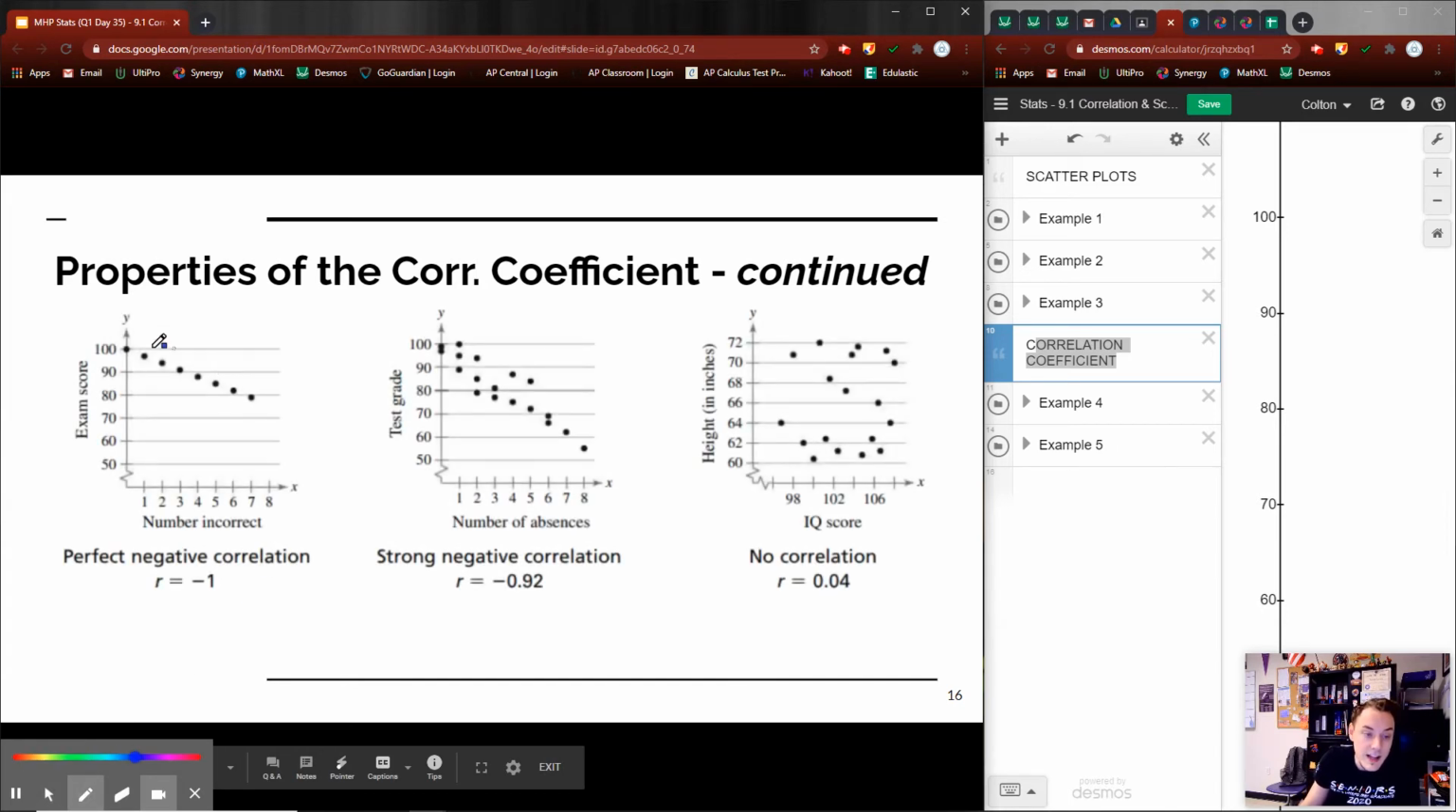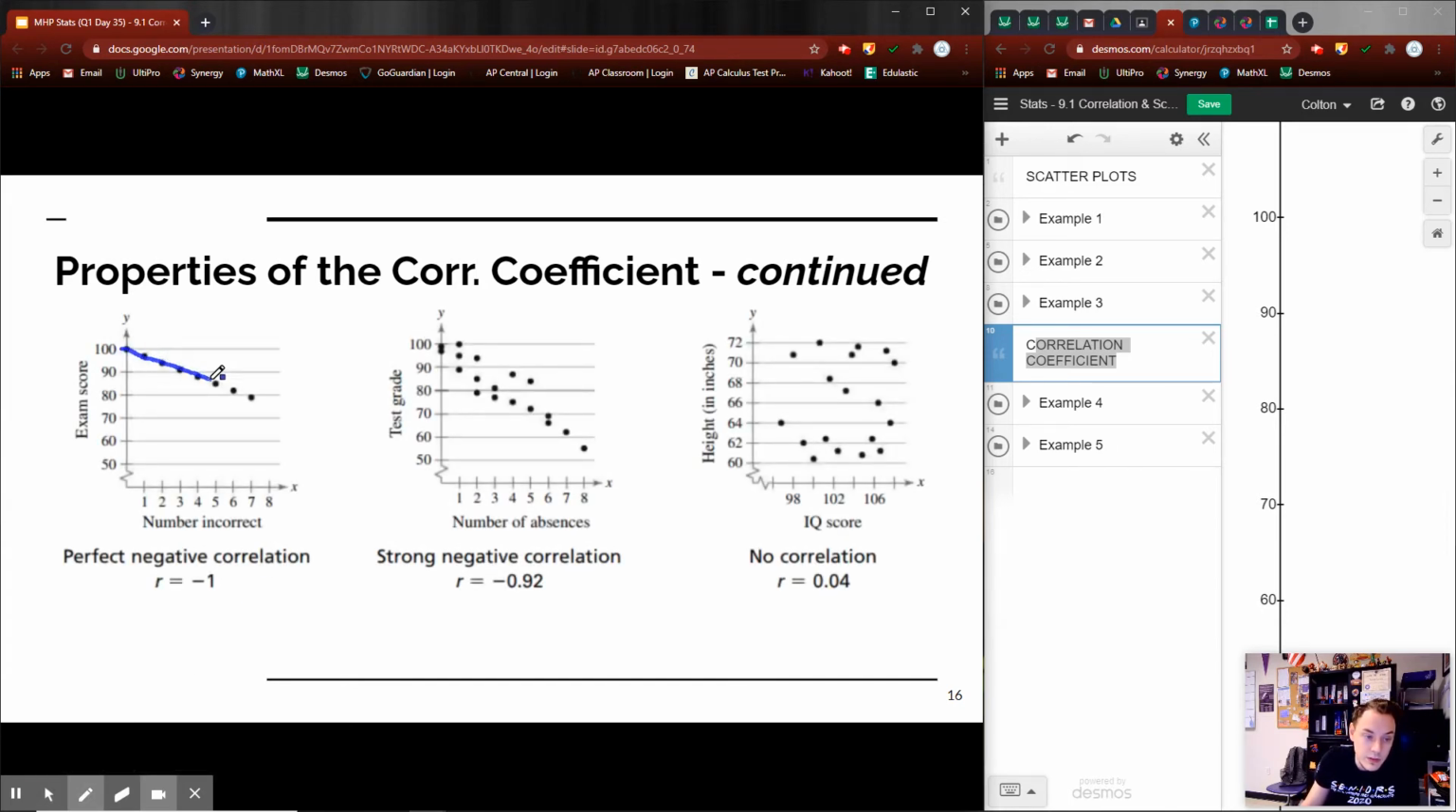So this is a perfect negative correlation. Just a perfect line that goes negative. So this is R equals -1 because it's perfect. This one does go down, and it is very strong. It's not an exact line, but it has roughly the same shape as a line. So this is what we call a strong negative correlation. And notice how R is -0.92. It's close to -1, so it's a really strong negative correlation, but it's still negative.